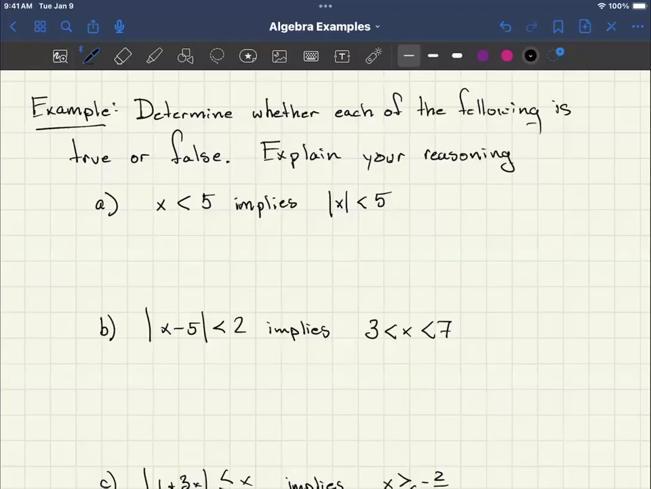I'm Dr. Finch. Today we're going to look at an example that is going to focus on absolute values. So we see absolute values here.